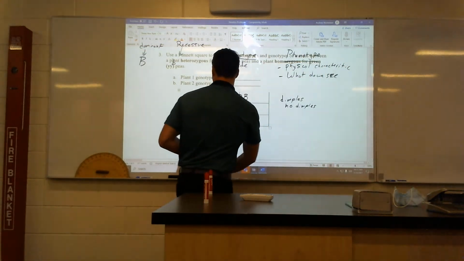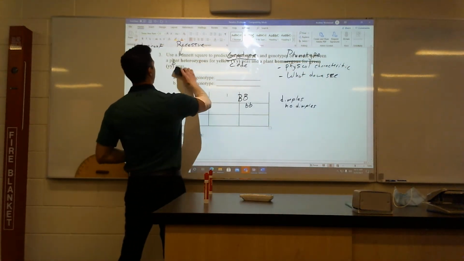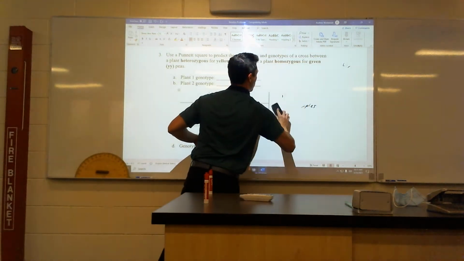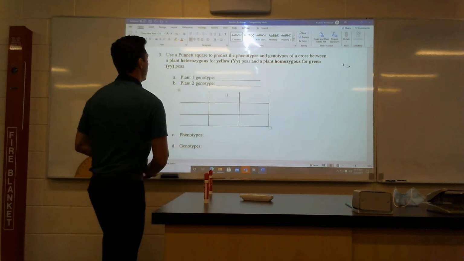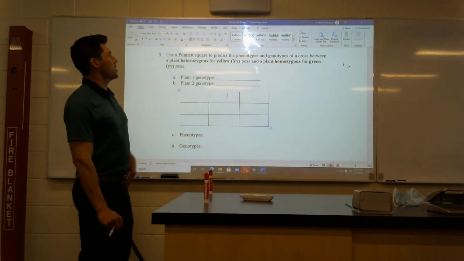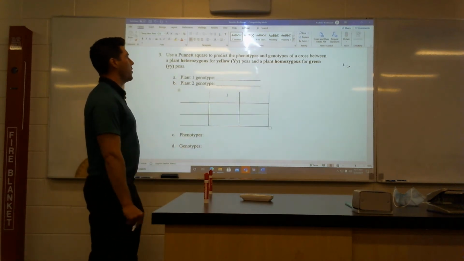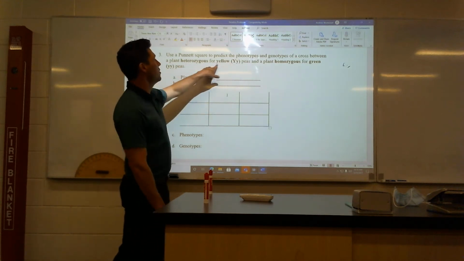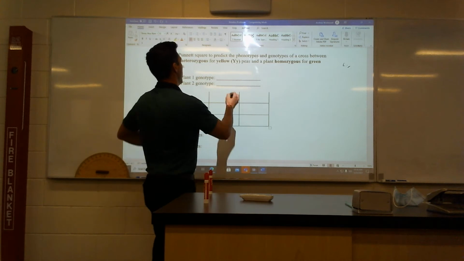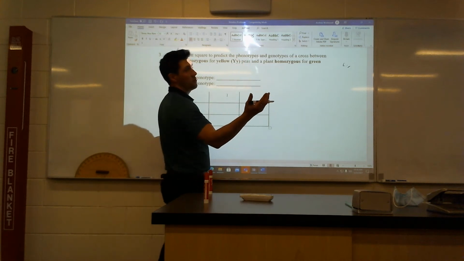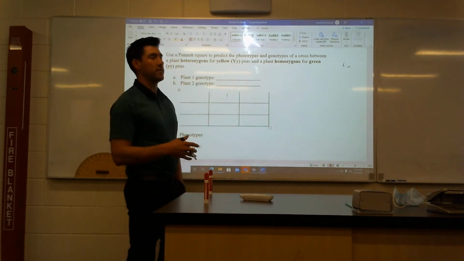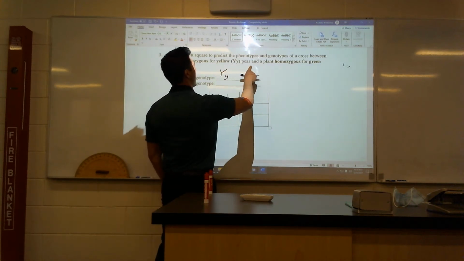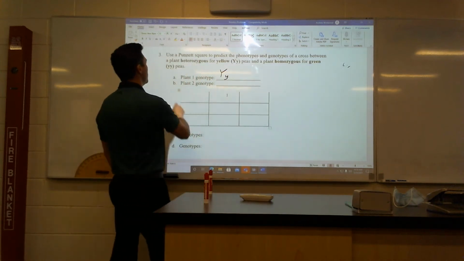All right. Question 3. It says, use a Punnett square. Here's Punnett square. Predict the phenotypes and genotypes across between a plant that is heterozygous, so it gives you the actual code. So plant 1 is heterozygous. I'll use the Y's just because I do. Although I actually hate using Y's because they kind of look the same, but that's okay. Big Y, little y. And a plant that is homozygous green, so little y, little y.